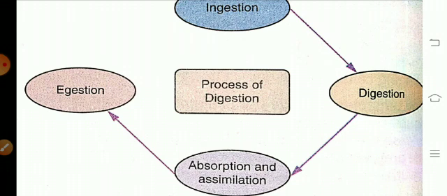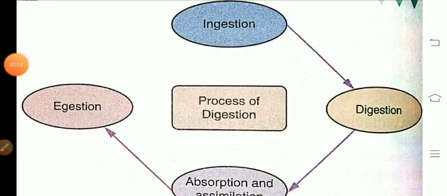Okay students, now we study about ingestion in detail. Okay, then we start what is ingestion and the process involved in ingestion. For ingestion, ingestion of food occurs through the mouth, and teeth and tongue help in ingesting food. Okay, for ingesting food, teeth and tongue help us.